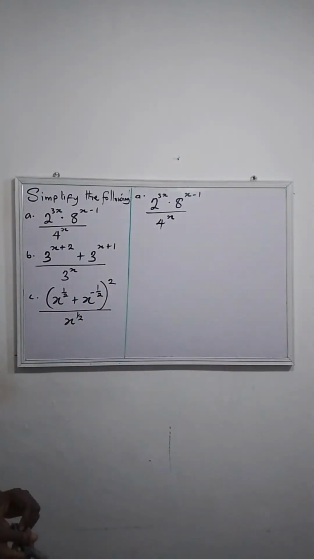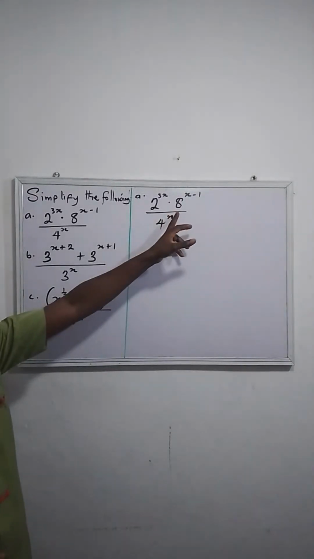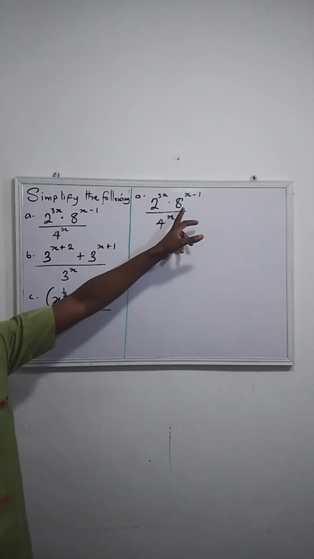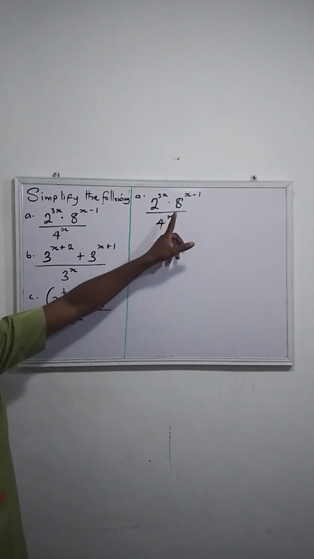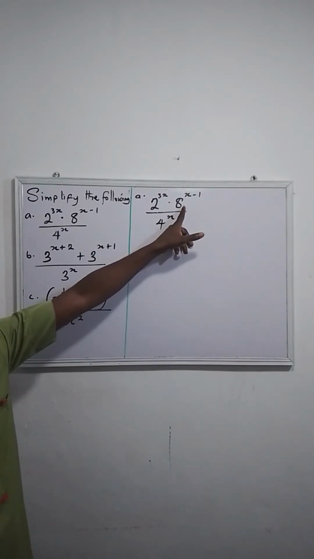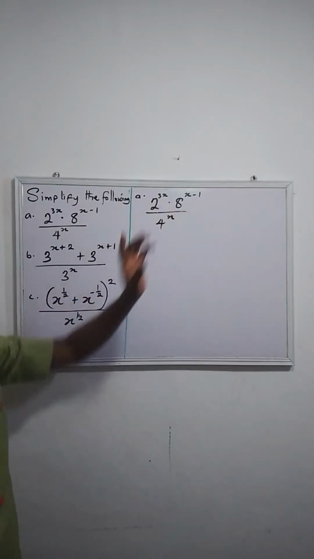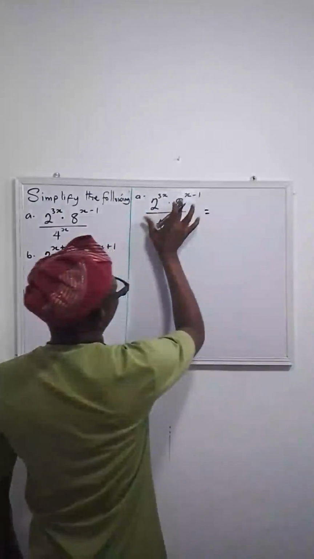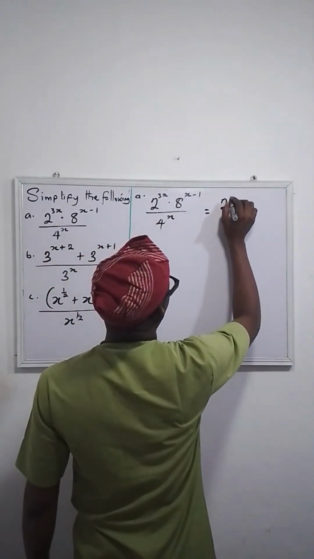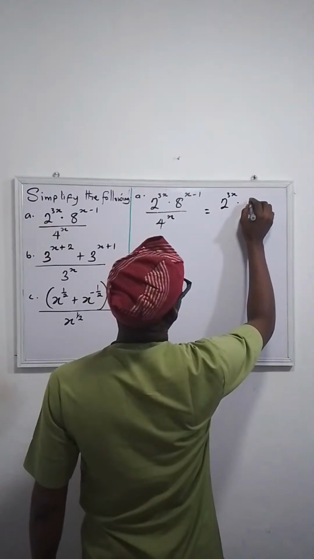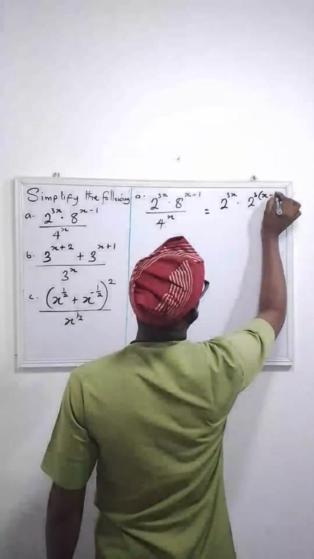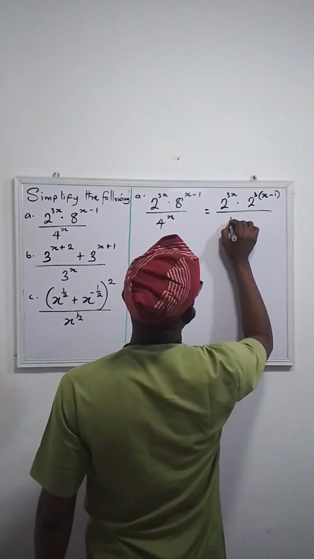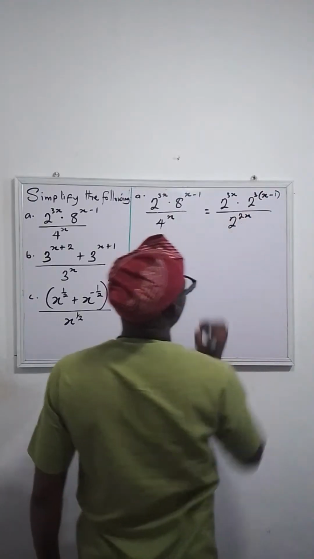Now, the first thing is to express each of these terms such that they have the same base. Now, 4 is a multiple of 2. Okay, 4 is the same thing as 2 raised to the power of 2, while 8 is also the same thing as 2 raised to the power of 3. Right, so now let's write this expression as 2 raised to the power of 3x times 2 raised to the power of 3 times x minus 1, everything all over 2 raised to the power of 2x.